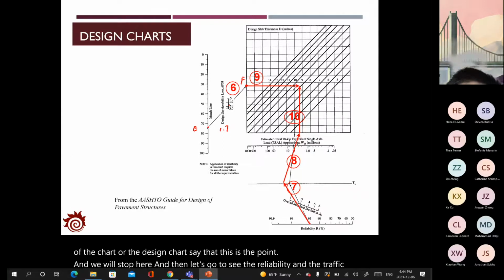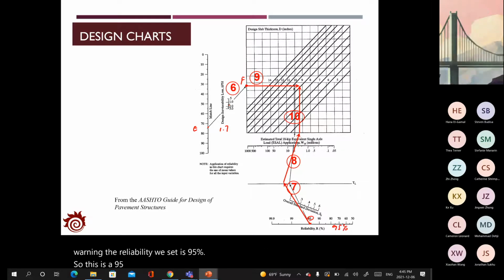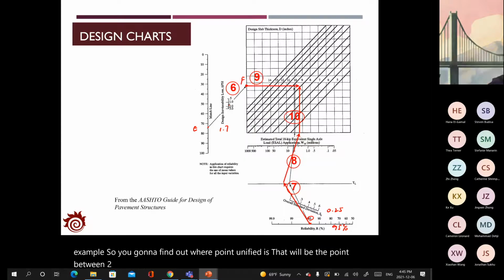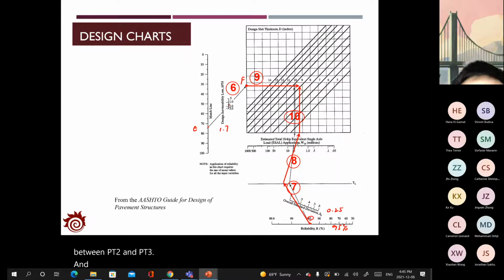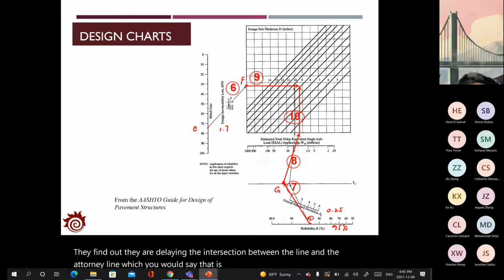Now let's go to see the reliability and the traffic. The reliability we said is 95%. So this is 95%, and we know the overall standard deviation is set as 0.25 in this example. So you're going to find out where 0.25 is. That will be the point between 0.2 and 0.3. And then you get the turning point. You find the intersection between the line and the turning line, which we say is the point G.